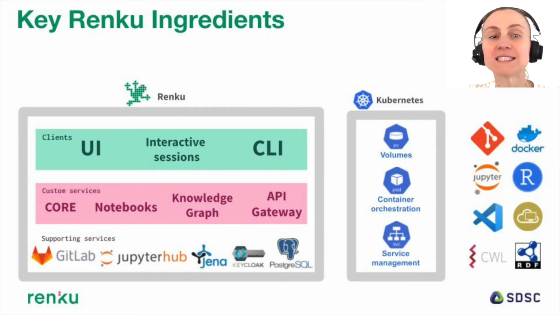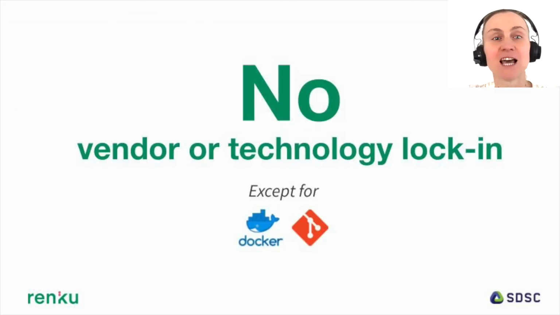Server components are deployed on a Kubernetes cluster on top of OpenStack SWITCHengines for virtual machines, storage, and network. And there is no vendor or technology lock-in for the user, except for Docker and Git, which are here to stay for a while.